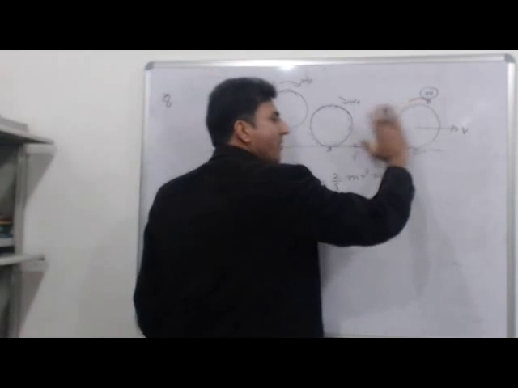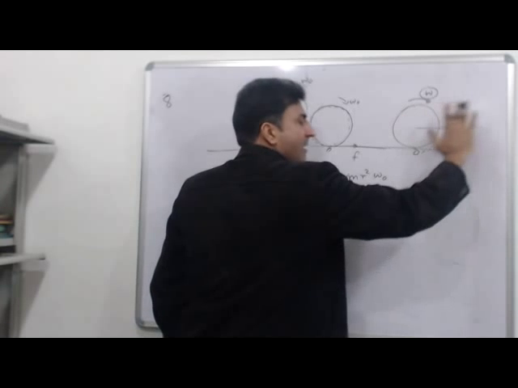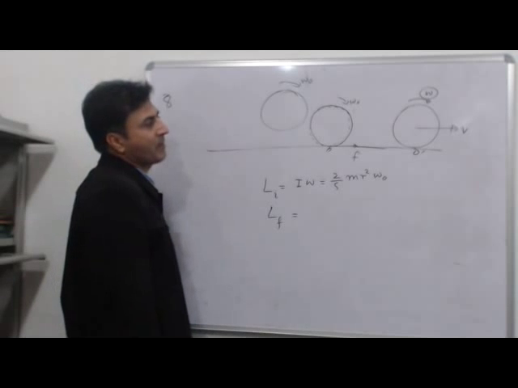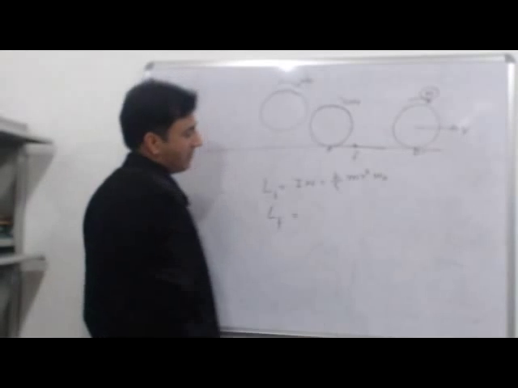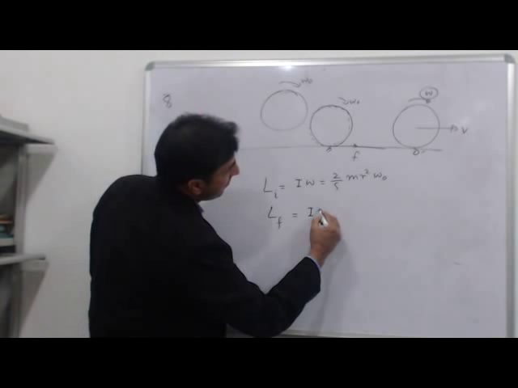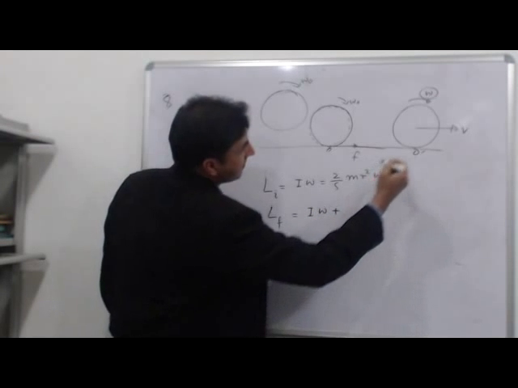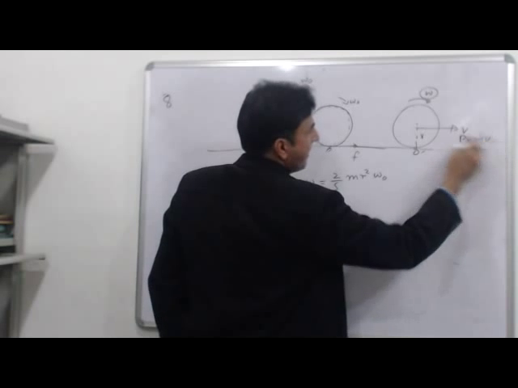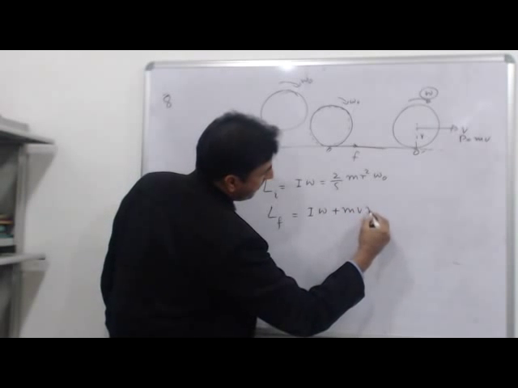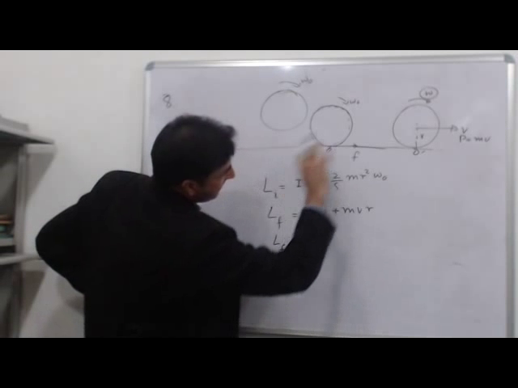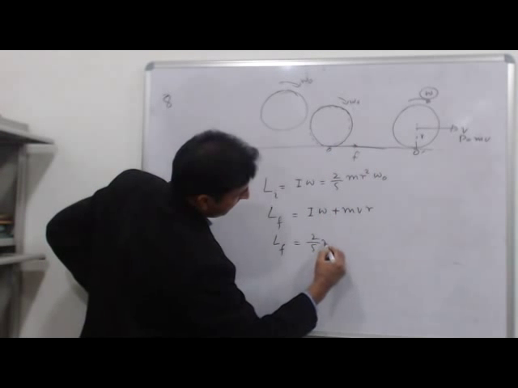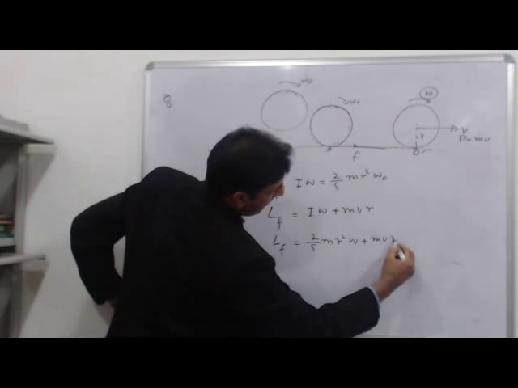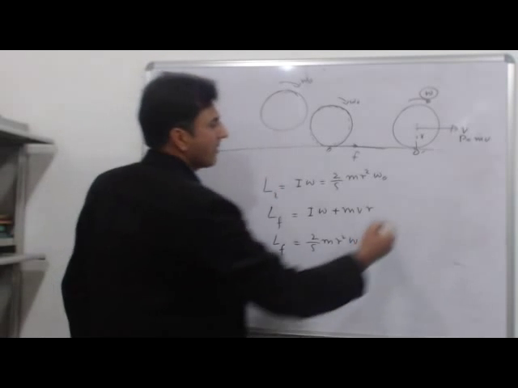And finally, here at this point, when it moves forward in a translational manner, but rolling of course, in that case we have two parts of angular momentum here. That is I omega plus, what is the angular momentum due to translation? Because momentum is mv here, it is mvr. So Lf, the final angular momentum when it starts rolling, is 2 by 5 mr square omega plus mvr. But what's the condition for rolling?